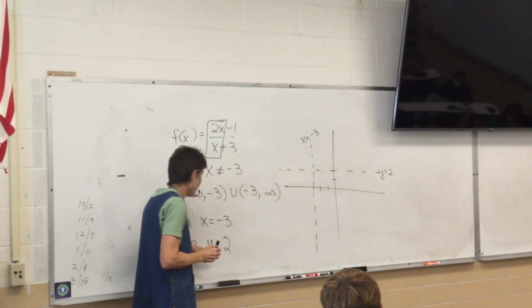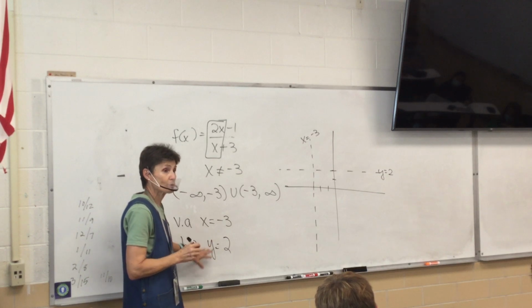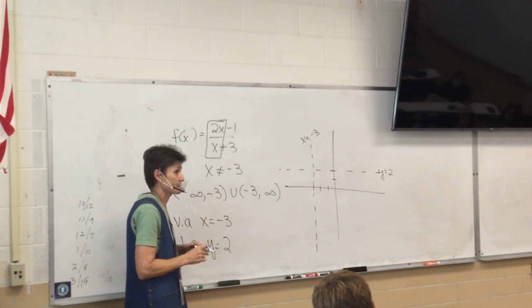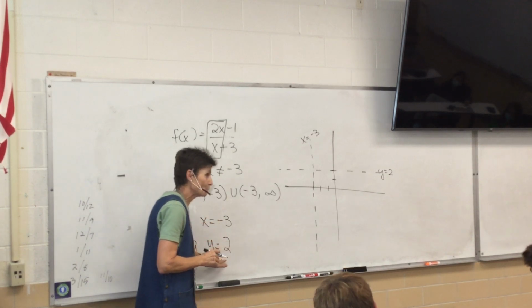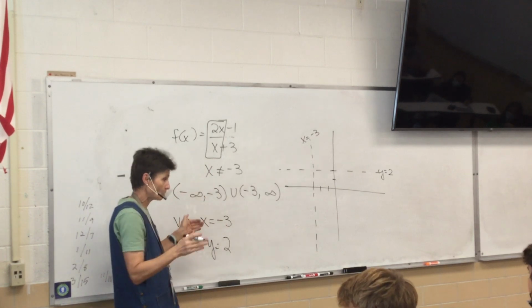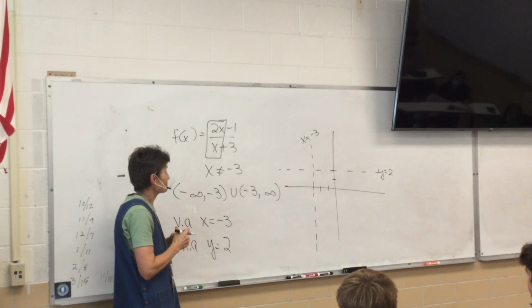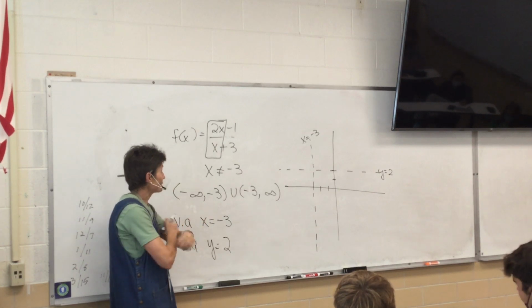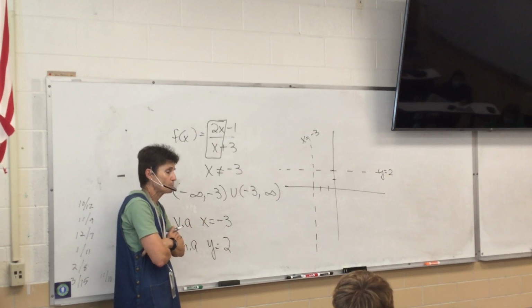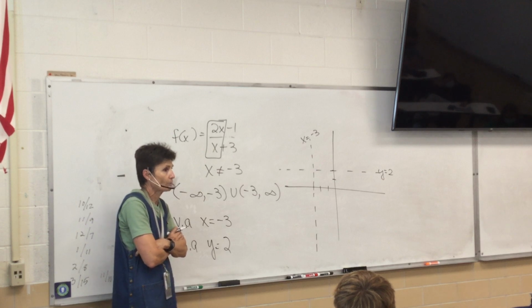Remember that your horizontal and vertical asymptotes are always equations. You can't write just 2. You have to write y equals 2. So those are my asymptotes. Anybody want to talk about that again? The vertical is pretty easy. The horizontal is a little bit harder.